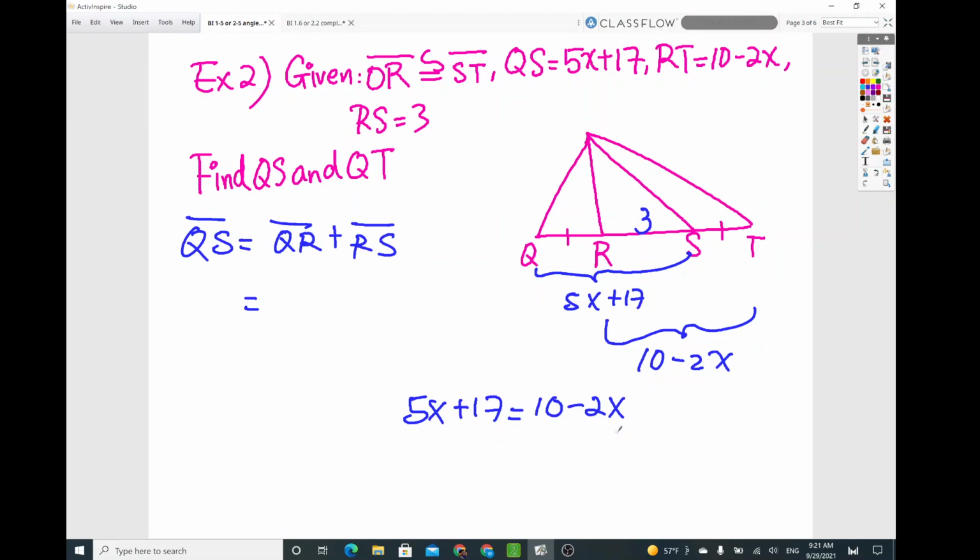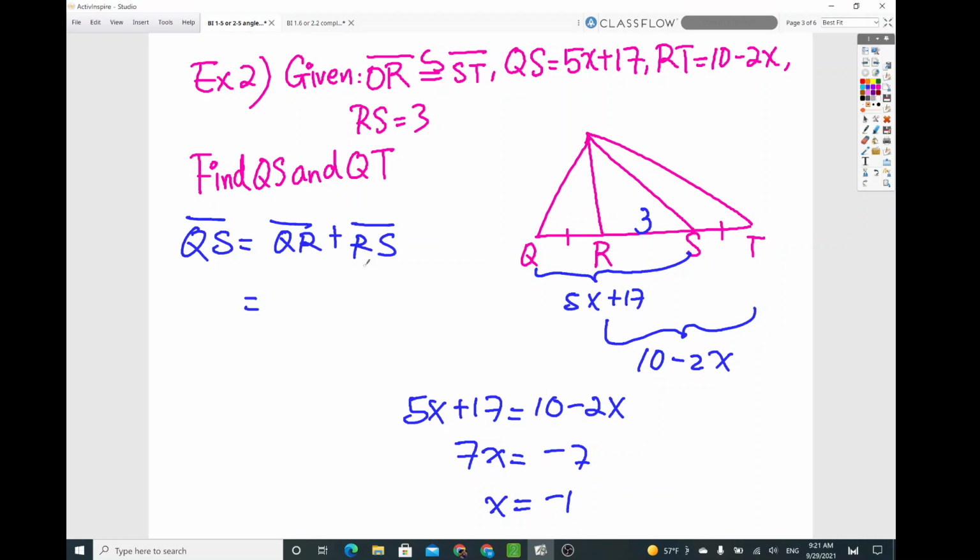This one basically uses algebraic equation solving. Add 2x on both sides, so we have 7x. Then 10 minus 17 gives negative 7, so x equals negative 1. Again: 5x plus 2x is 7x, 10 minus 17 is negative 7, so x equals negative 1.